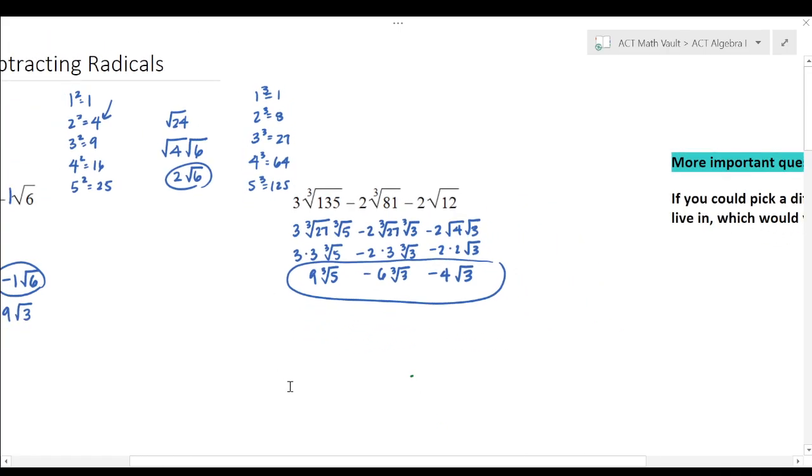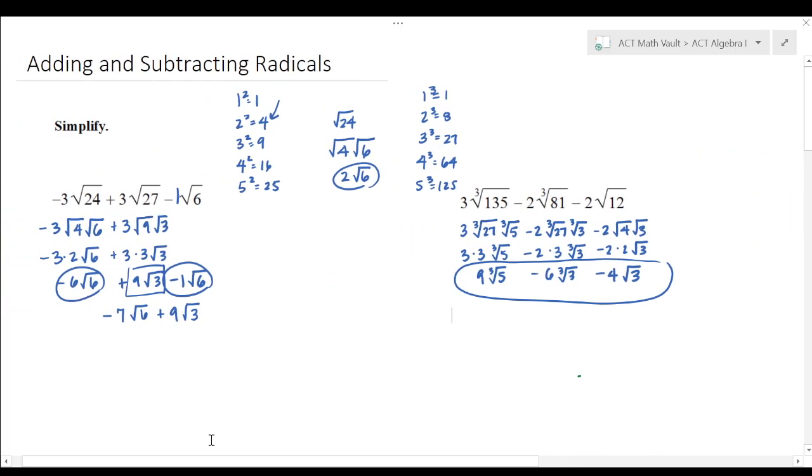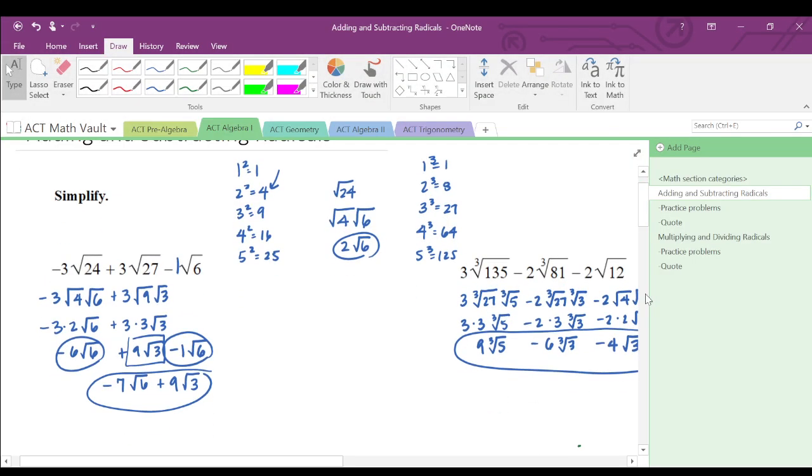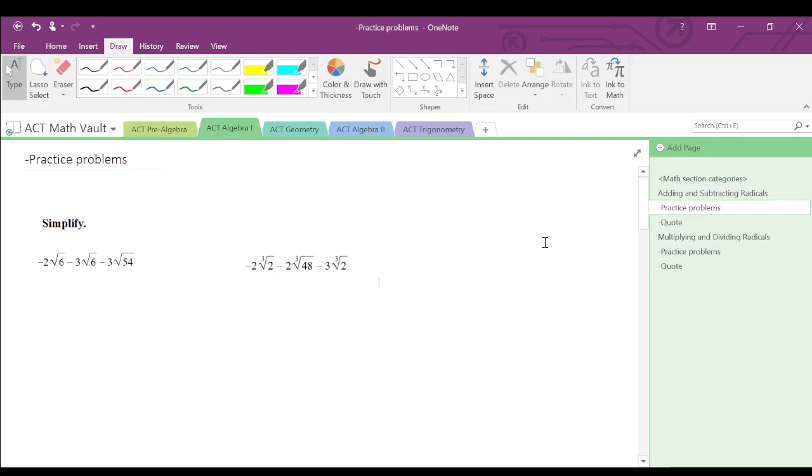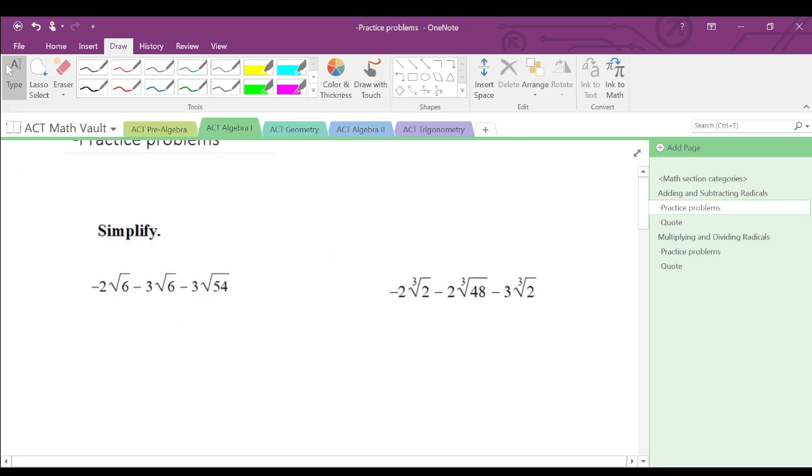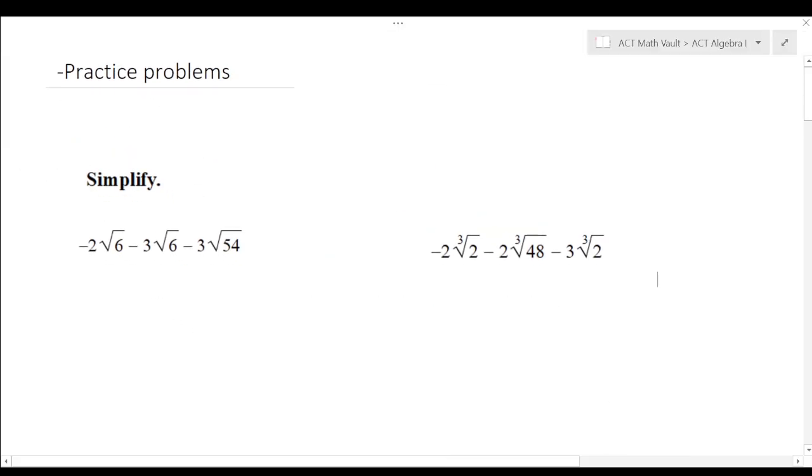So I chose a few practice problems. I'll circle this. I chose a few practice problems for you that are pretty similar to those. Let's have you try these two. And in just a second, I will give you the answers.